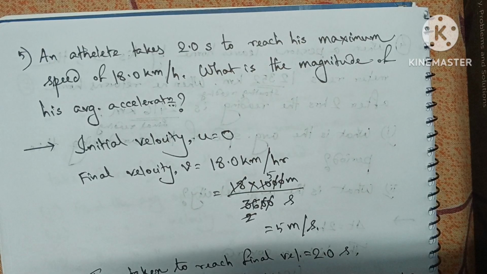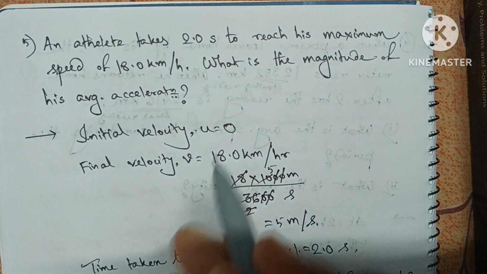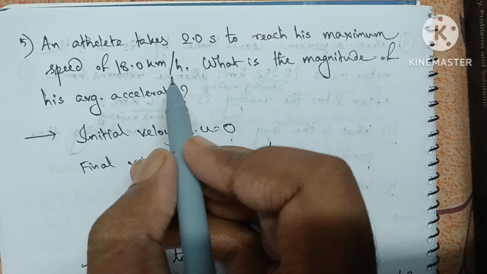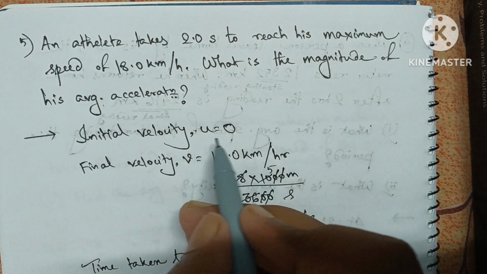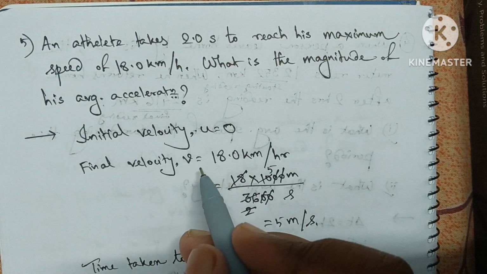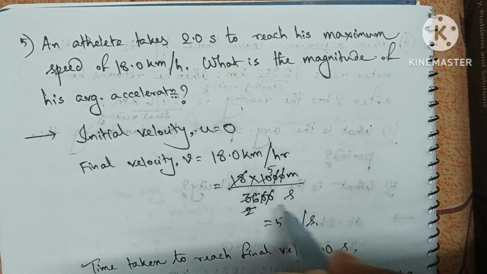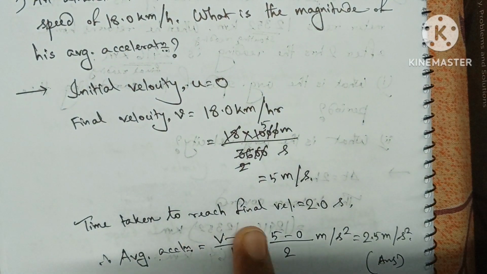Now question number 5 says, an athlete takes 2 seconds to reach his maximum speed of 18 km per hour. What is the magnitude of his average acceleration? Now initial velocity u is equal to 0, final velocity v is equal to 18 km per hour, which by calculating, we get 5 meter per second.